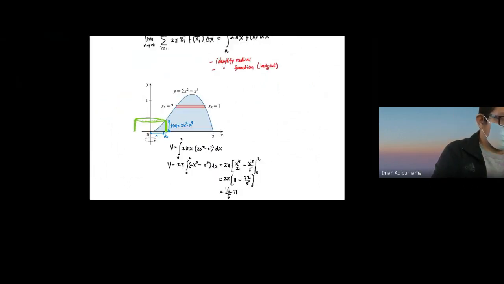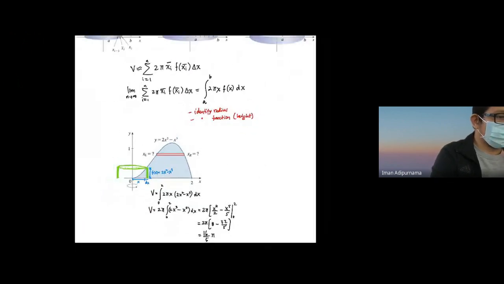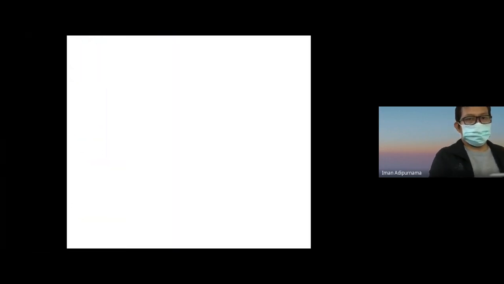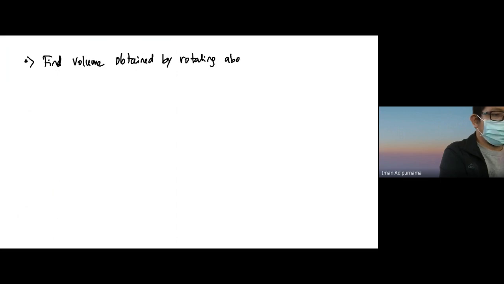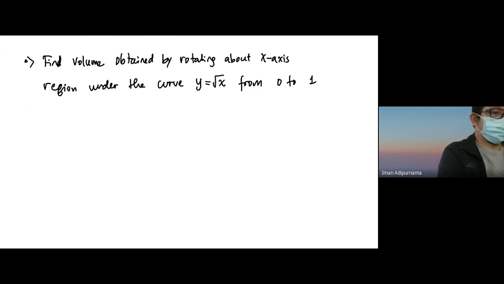Okay. Let's go to another example. So find the volume obtained by rotating about the x-axis the region under the curve from 0 to 1. Okay.